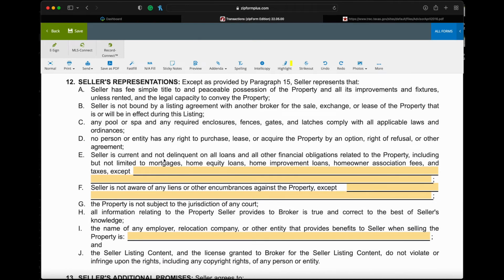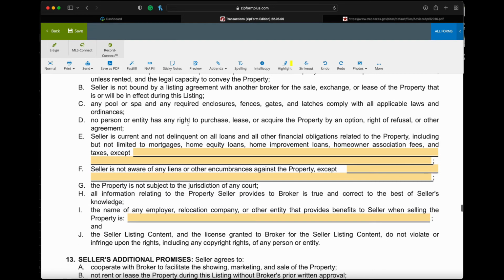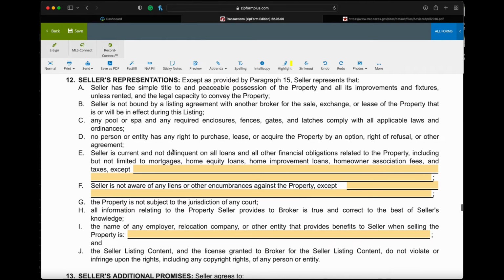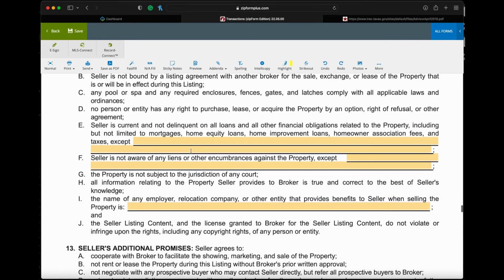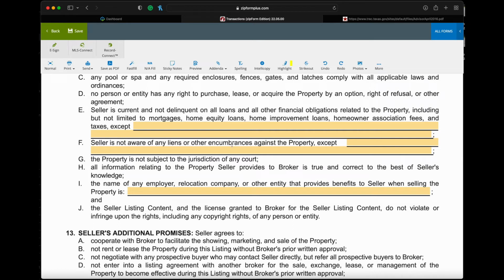The seller is not currently delinquent on any loans. The seller does have a simple title and has peaceful possession of the property. Basically it says they are authorized to sell it. They don't have any outstanding heavy tax liens, back homeowners association fees, or foreclosure, things like that. Home equity loans, if they have them, you have to put them here. And the same thing here: the seller is not aware of any liens or encumbrances against the property except for whatever you put here.